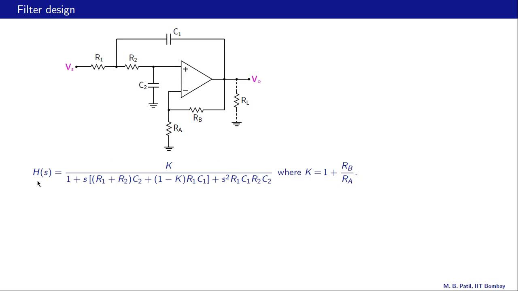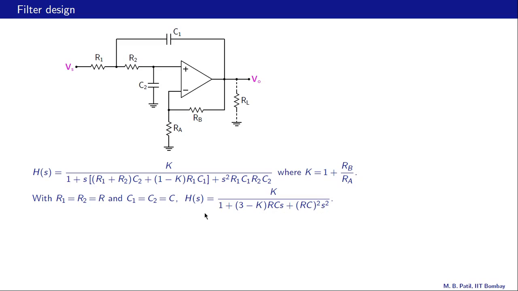And this is our transfer function which we have seen earlier, and in this expression this K here and here is equal to 1 plus RB over RA, and that is the gain of this amplifier section. That is a non-inverting amplifier, as we can see. Alright, now let us put R1 equal to R2 equal to R and C1 equal to C2 equal to C, and with that H of S reduces to K divided by 1 plus 3 minus K times RC times S plus RC squared S squared.